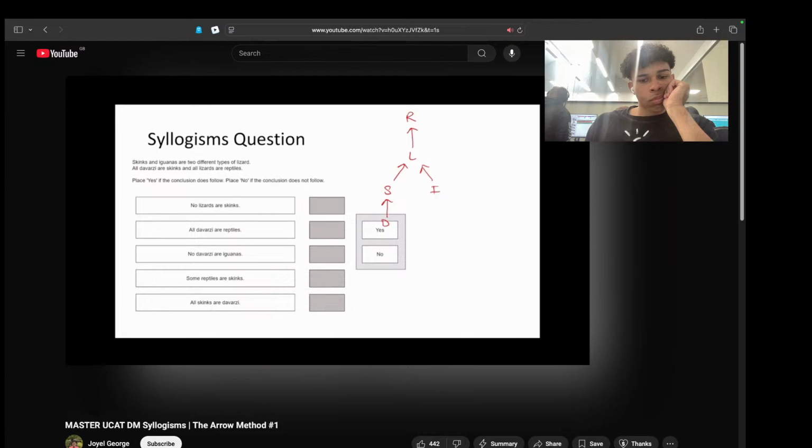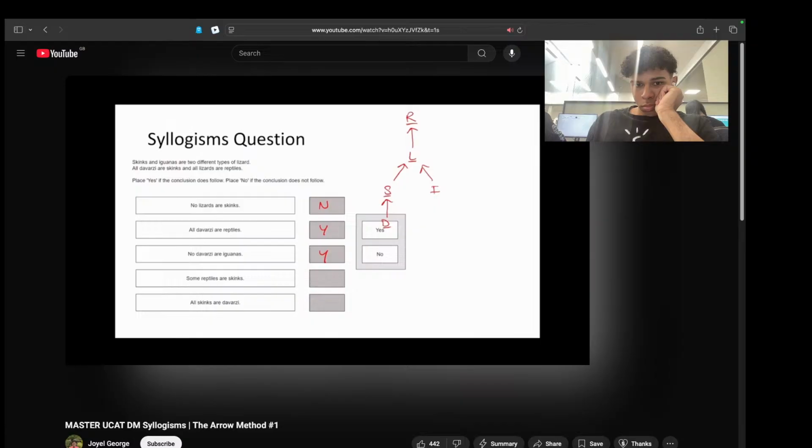Okay, all Devasi are reptiles. You can see all Devasi are skinks, all skinks are lizards, and all lizards are reptiles. And so if you follow this along, this must be true. No Devasi are iguanas. So you can see all Devasi are skinks. We said this. And remember, skinks and iguanas are two different types of lizards. They're two separate arrows. So this is true. No Devasi are iguanas. Some reptiles are skinks. So you can see skinks are lizards and lizards are reptiles. And so therefore we're able to conclude that some reptiles are skinks.